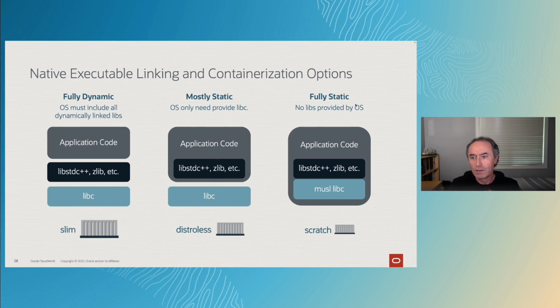So what you saw was fully static, right? No libraries are provided by the OS. It's your code. So this gray box is your application. It contains the libraries you need. It contains the C library you need. You can stick it into a scratch container. It's really small.